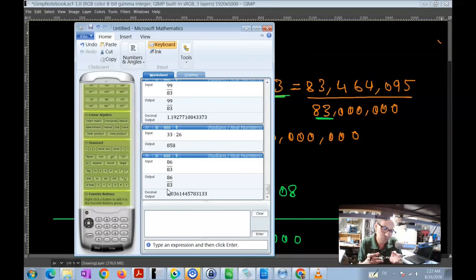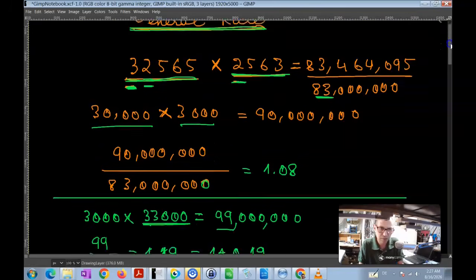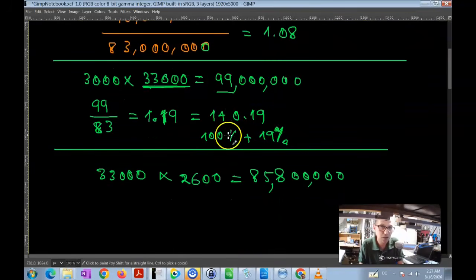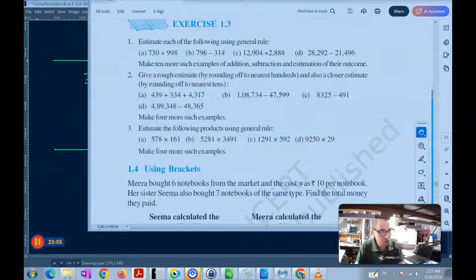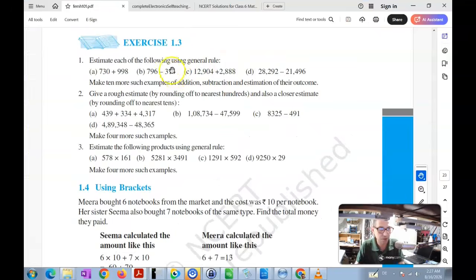You saw that in the second example that I did over here, it got even worse, right? But then when I rounded the numbers again in a different way, of course the calculation got a little bit more difficult, but then I got very close to the actual number, right? So all of these you can take into consideration, and now you can go to exercise 1.3.